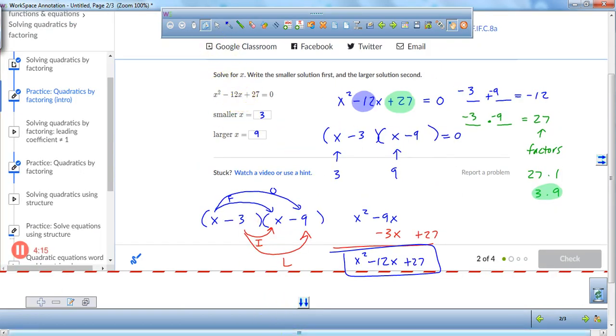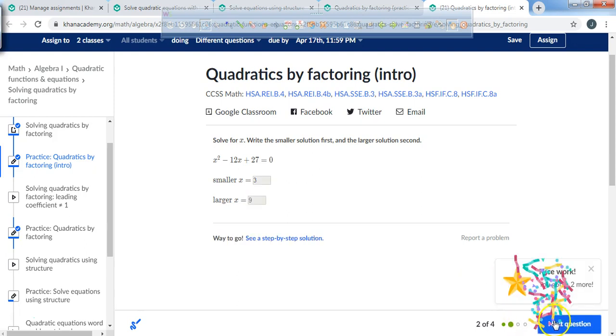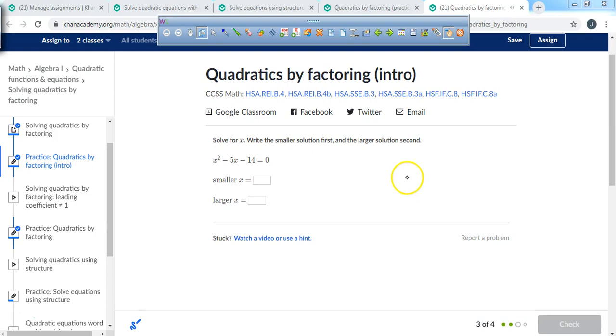Alright, so it kind of gets us back to where we started. Right now, all I'm going to do is type in our two answers. Our smaller value is a 3, and our larger value is a 9. Alright, let's do two more, and then we'll call this video done.